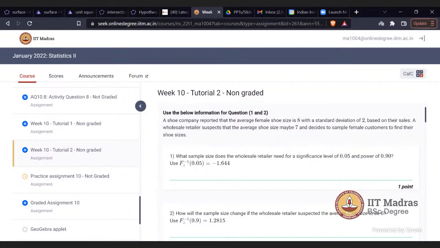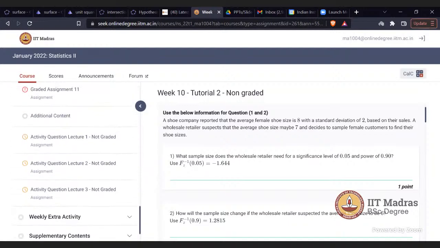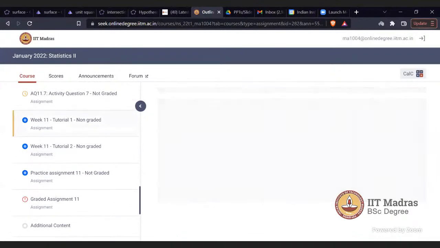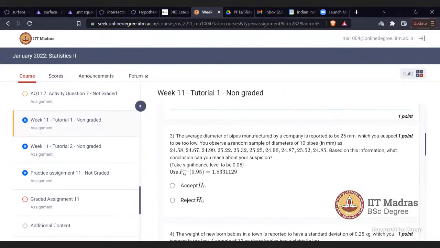So power is basically, we accept a null given the alternate is actually true, correct, ma'am? No, you'll be rejecting the null while the alternate is true. That is the problem. Given the alternative is true, you are rejecting the null. That is power. Okay, ma'am. Alternative is true and reject null. Right. Look at the definition carefully.